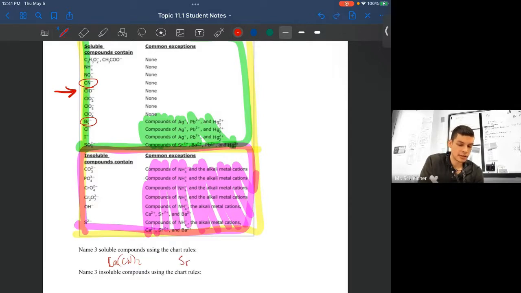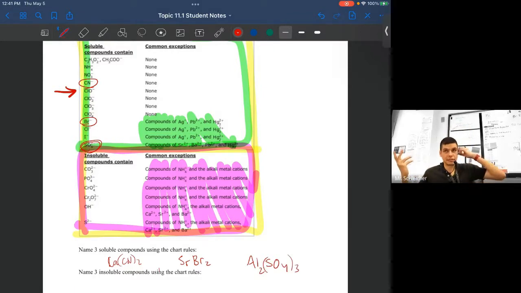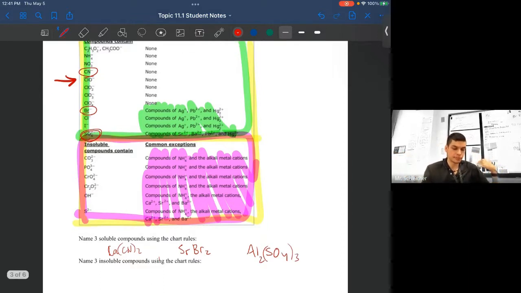Maybe SrBr2. That compound is probably soluble. Strontium bromide. Then SO4 2 minus, sulfate. With some exceptions, this should always be soluble. So maybe aluminum sulfate, Al2(SO4)3. That should be soluble. I'm just coming up with some random things. No hard and fast rules for this question, just giving you some examples.